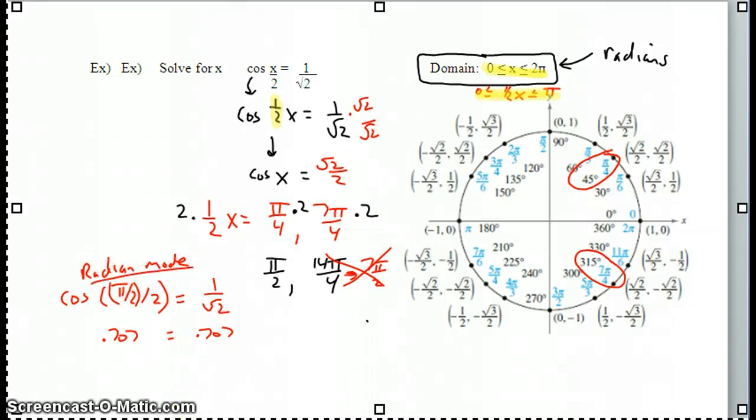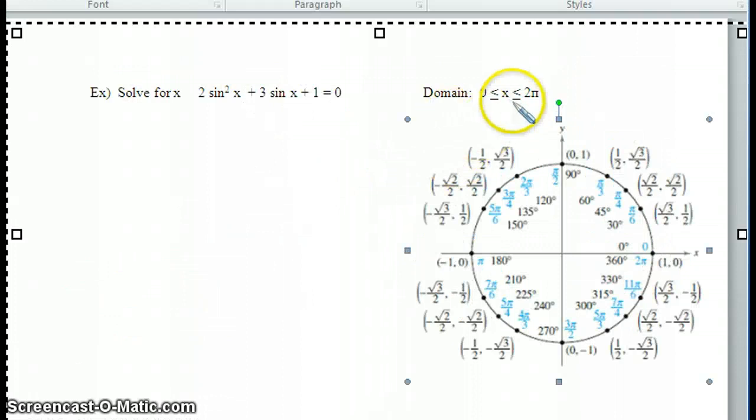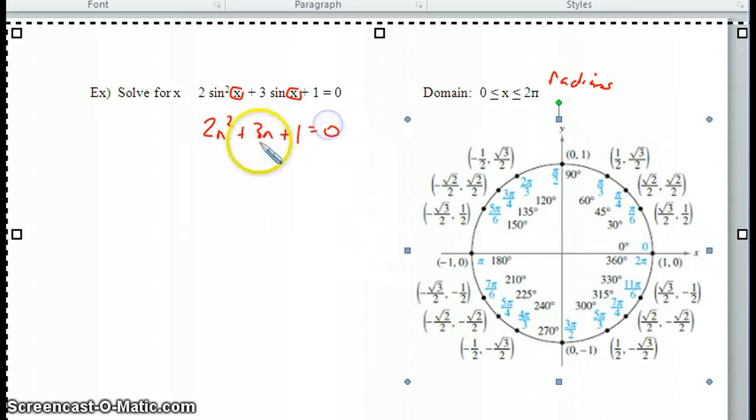Alright, looking at this next problem, it says the domain is between 0 and 2 pi, so now I need to give my answer in radians, and I don't have to include that plus n 2 pi for each of my answers. The other thing that I'm going to notice is that I'm taking just x here, so I don't have to worry about changing my domain at all. As I look at this problem, if I could write my problem as 2n squared plus 3n plus 1, I know how to solve that.